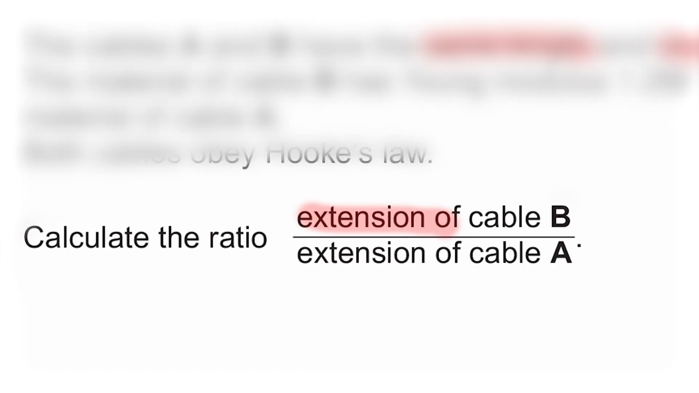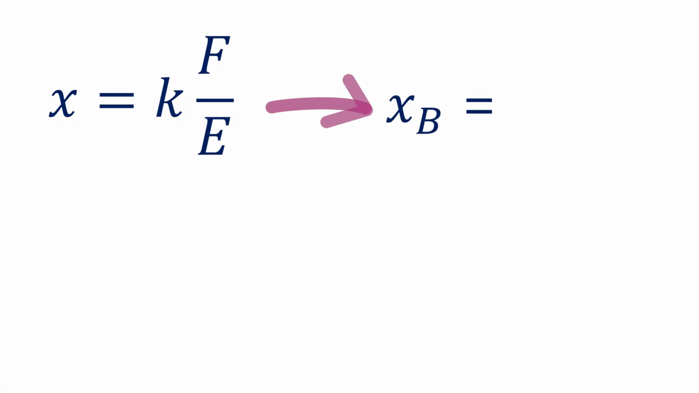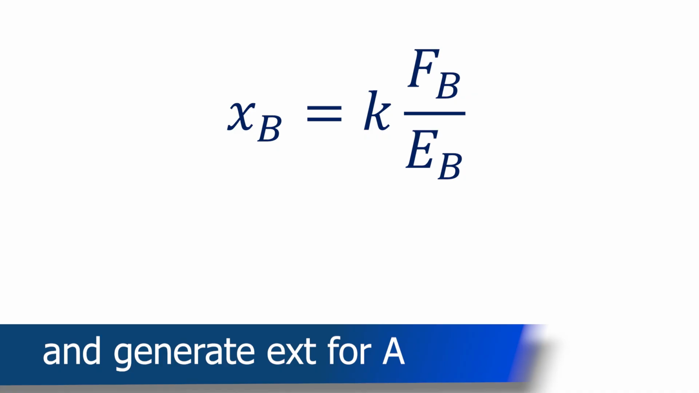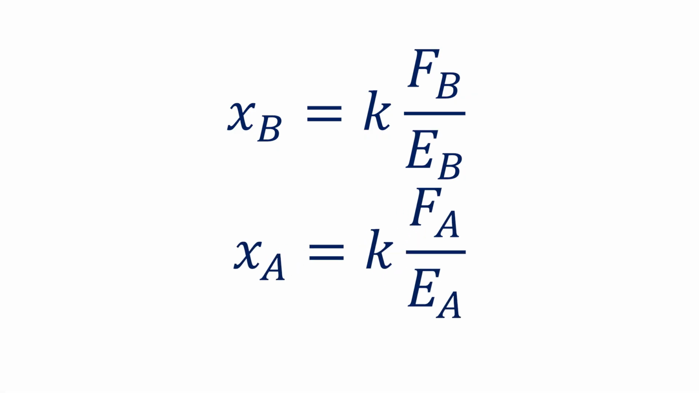Usually these questions have some sort of before or after comparison that you have to make. In this case, it's the extension for B divided by the extension for A. Let's start with extension B, which is going to be the constant times the force on B divided by the Young's modulus of B. By the same argument, we get a very similar equation for the extension of A.